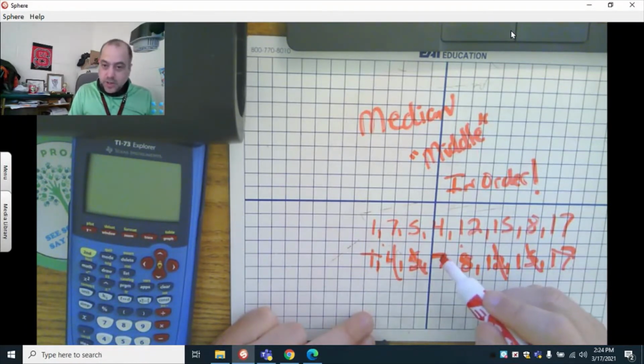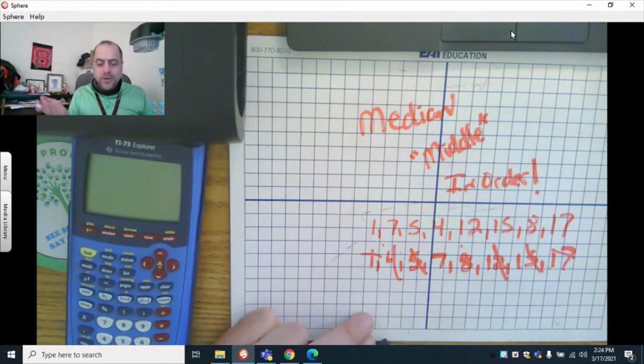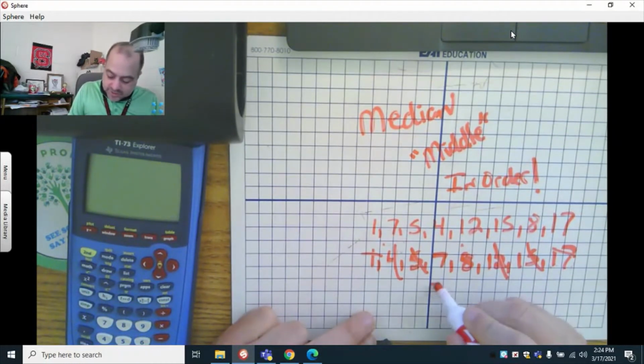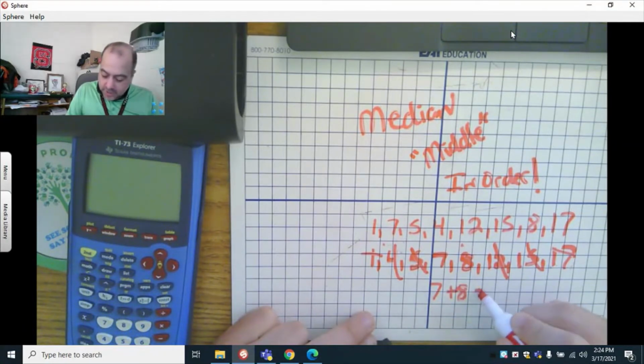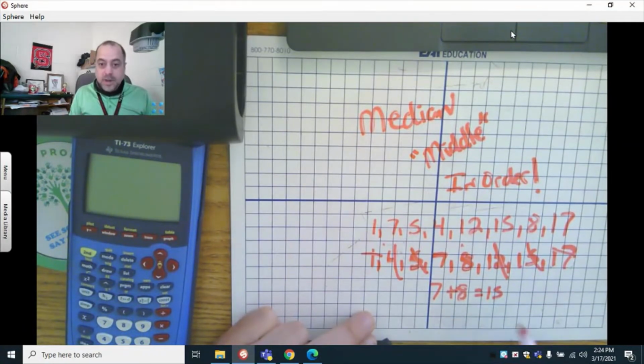Now look, there's 2 left. If you cross both those out, you need a number. You need the one in the middle. So we have a 7 and an 8. So we're going to say 7 plus 8 equals 15. And we're doing the mean. How many numbers do we add? 2 numbers. 15 divided by 2 equals 7.5. So in this problem, the median is 7.5.